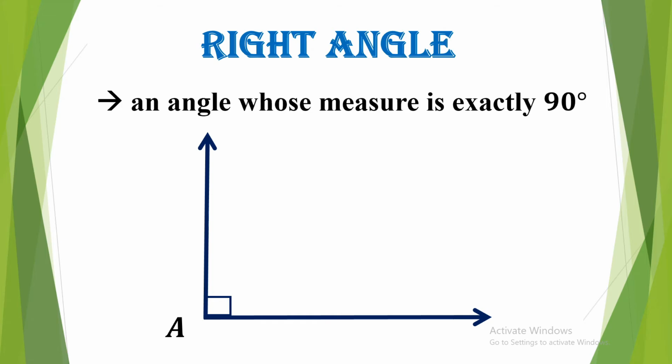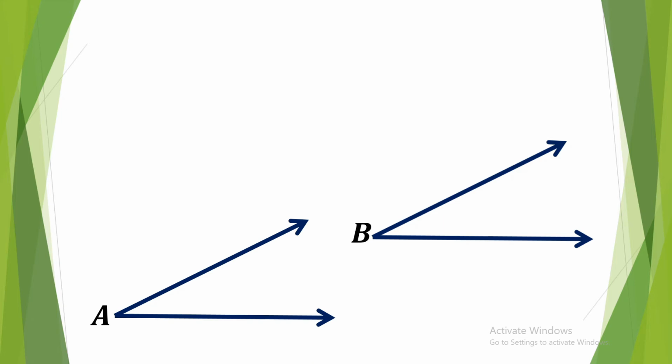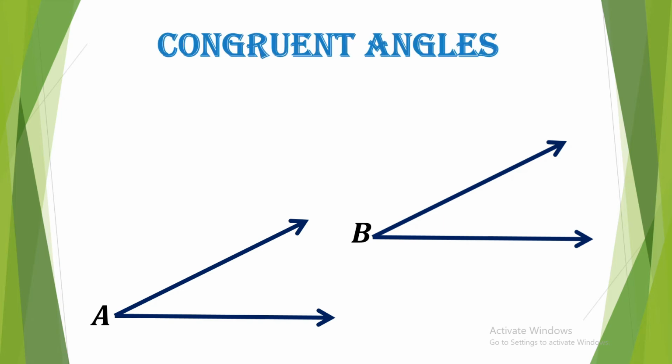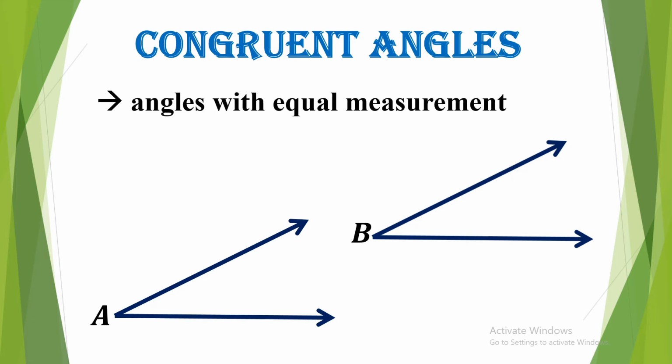So it's an angle whose measure is exactly 90 degrees. Next, we have here an acute angle because it's less than 90 degrees. If we're going to copy this angle to form another angle and name that copy of the angle as angle B, then these two angles formed now are congruent angles. So when we say congruent angles, these are angles with equal measurement because we just copied the first angle.